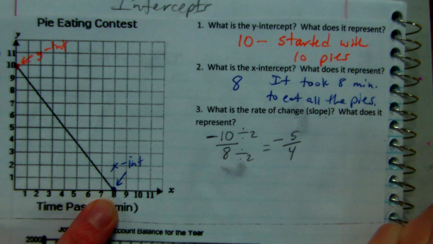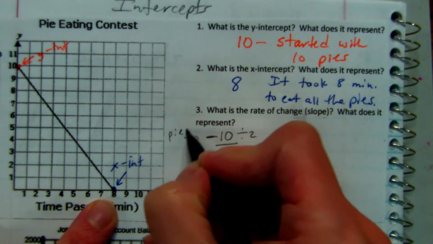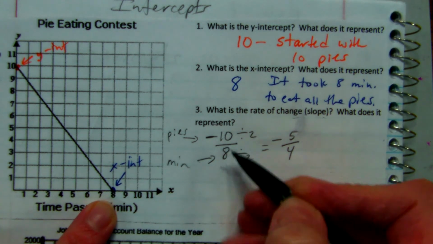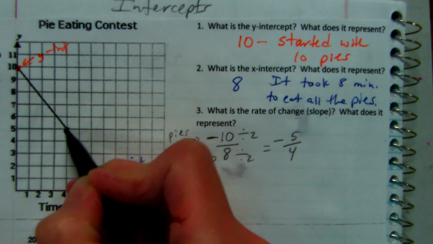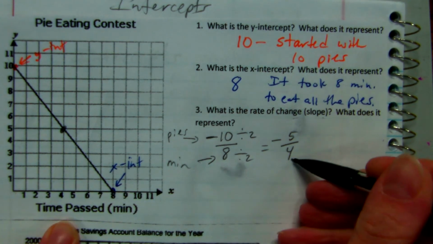5/4. So if we think about what these numbers were, the negative 10 represented the pies that were getting eaten. And this was the time in minutes. So they ate 10 pies in 8 minutes. Or if you look, there's actually a point in here in the middle where it crosses the grid. They ate 5 pies in 4 minutes.